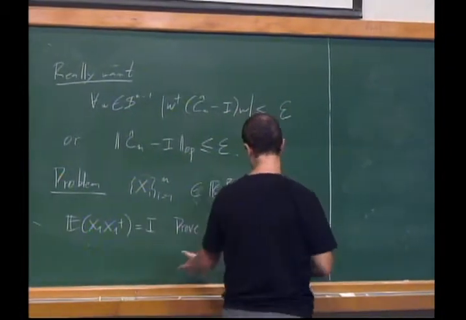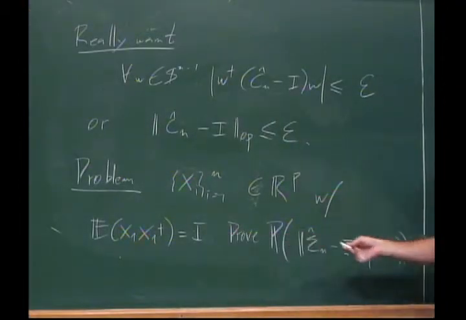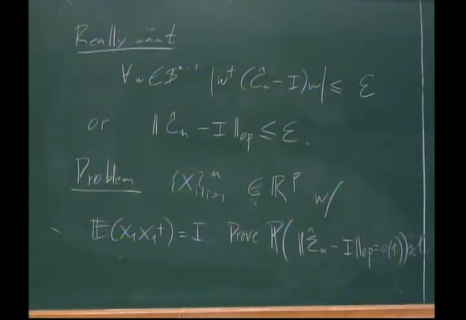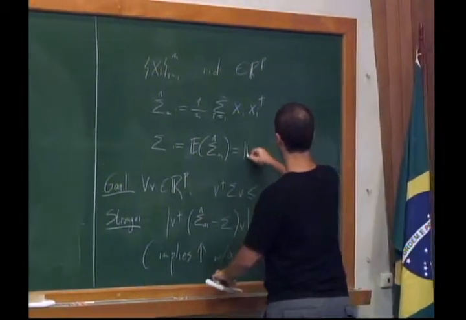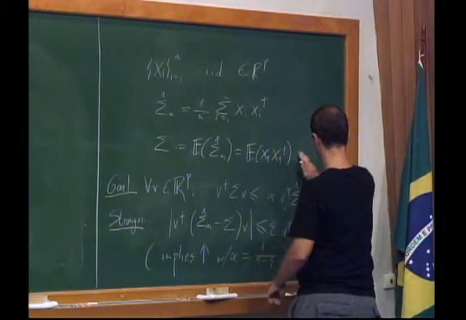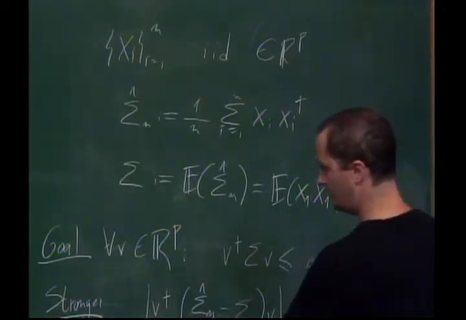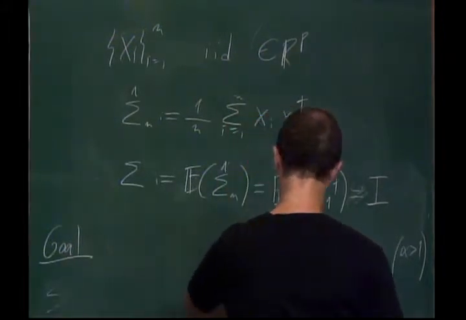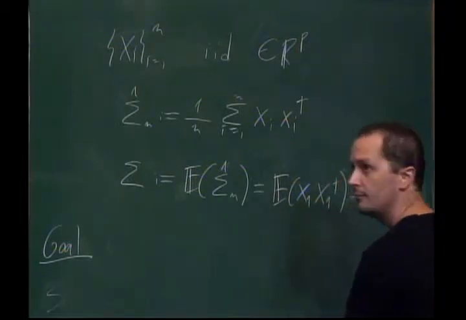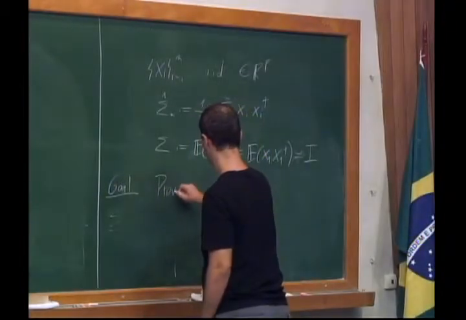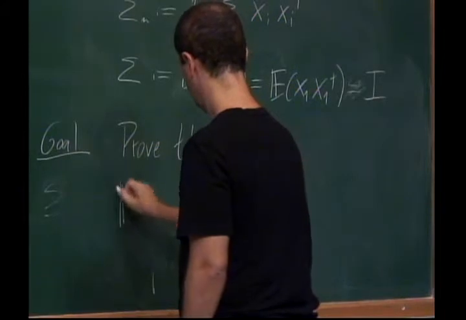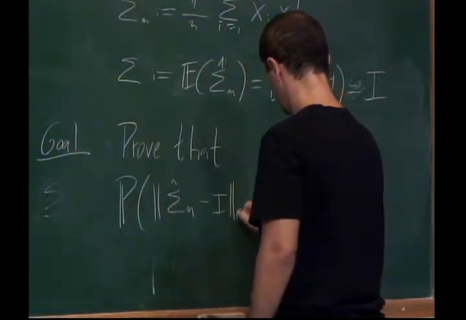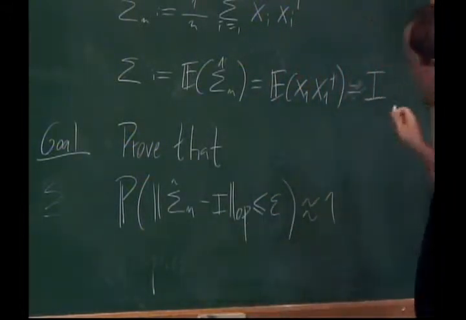And so you only need to consider the case where the covariance matrix is the identity. And the old goal that we had for the original problem is equivalent to proving that this operator norm is small. Right? So from now on, this is the problem that I'm going to work with. So let me change this over here. I'm just going to assume that this thing here is the identity. And the goal: you want to prove that the probability that this is less than epsilon is very close to 1.